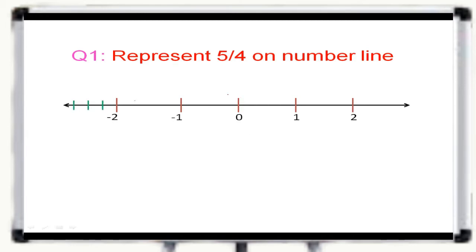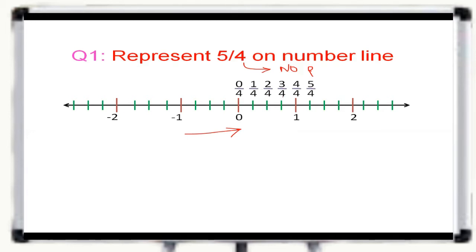Then the denominator tells us the number of parts. Here we have to divide each integer length into 4 parts. Then we have to show 0 as 0 by 4, next 1 by 4, 2 by 4, 3 by 4, 4 by 4, 5 by 4.